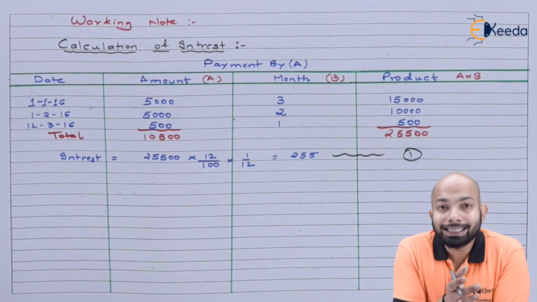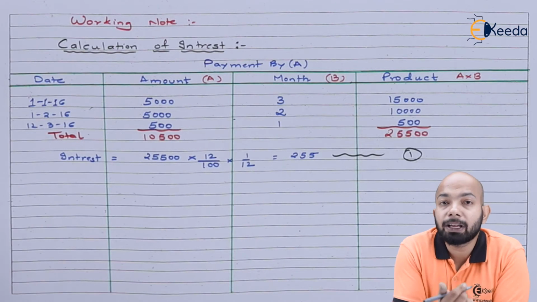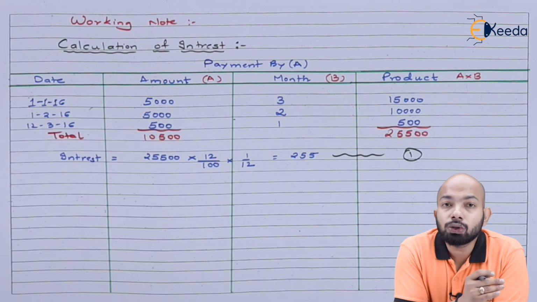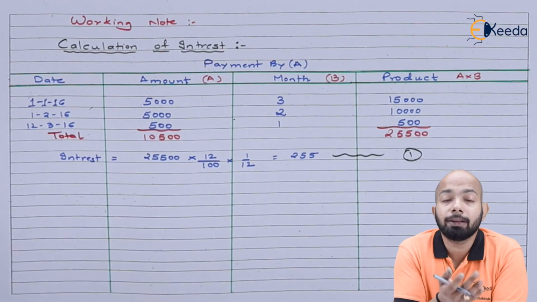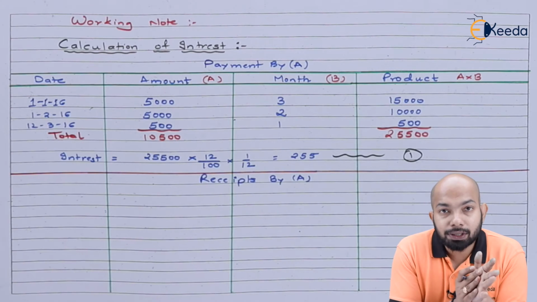Now this is the interest that we are supposed to pay him. That means the venture is supposed to pay him for the payments that he has done. On the other hand, he has received certain amount as a part of receipts. On that amount also we have to calculate the interest in the similar manner and see whether we are still liable to pay him or he is liable to pay us. Now in the similar format, we'll be taking the receipts here by A.